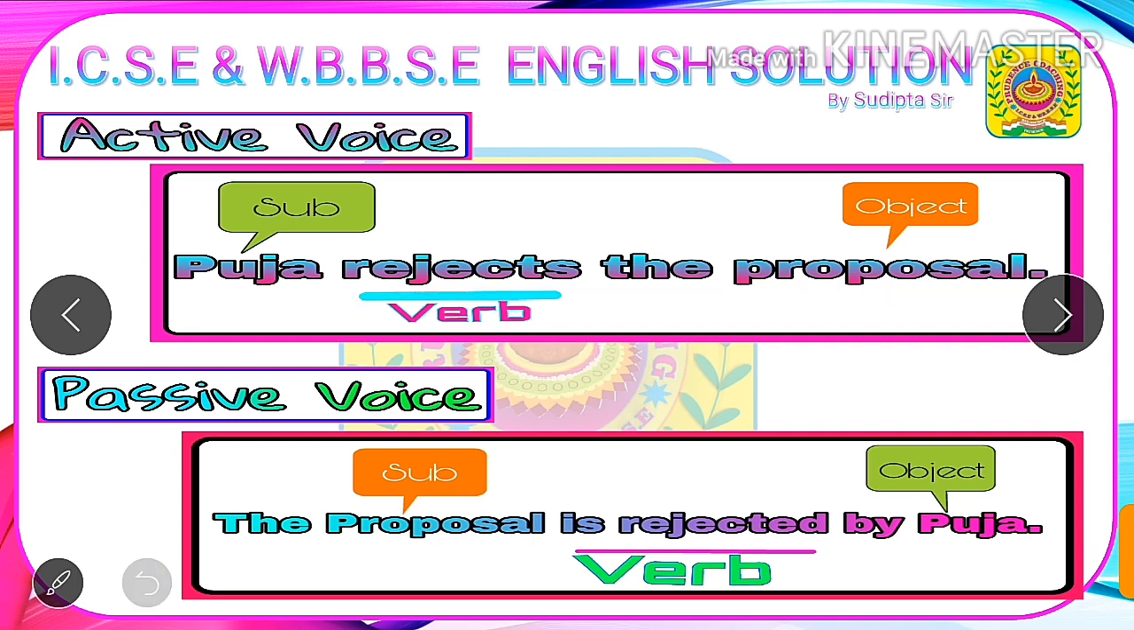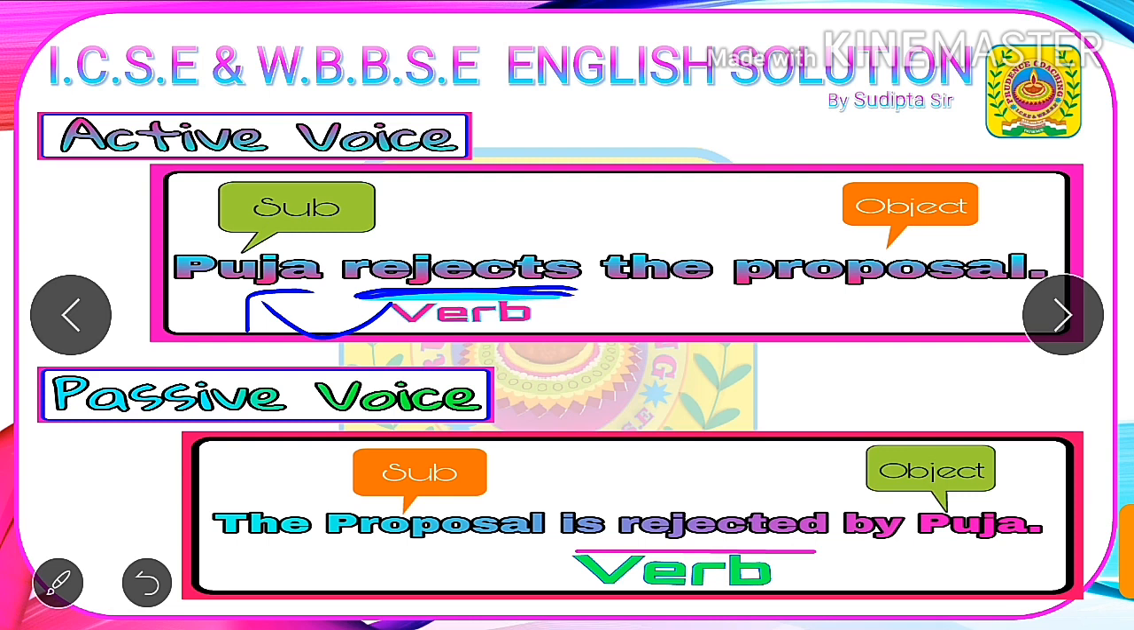Students, here the verb is rejects, which means to cancel something, and the verb rejects is done by Pooja, which is also the subject of the verb. So, in this sentence, Pooja is the subject as well as the doer of the action, that is rejects. So, this statement is in active voice, because active voice is where the subject is the doer of the action.